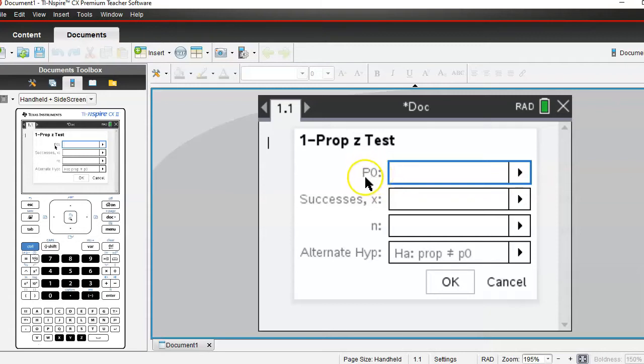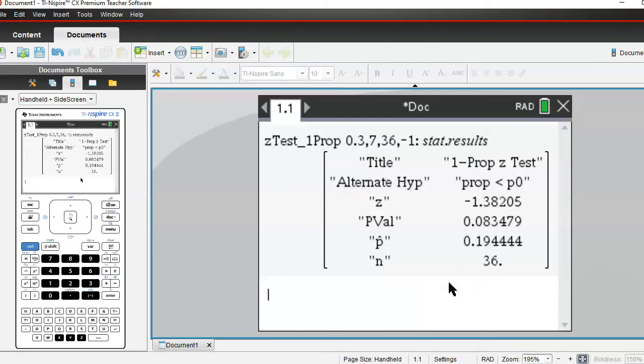All right, so what are they asking for? This is the original value, this is the null hypothesis, and that p has a value of 0.3. So there's my 30%. My number of successes was 7, so we'll get that in there. And my number of total students surveyed, total number of trials there, is 36. And we are trying to indicate, is this less than? That's going to be this guy right here. And let her run. Again, we're seeing something similar to what we've seen before.